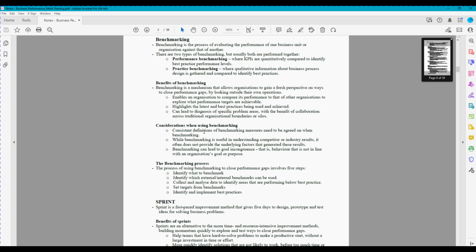Next is setting targets. So now that we know what the best in class is, let's set that as a target. So let's set 40% wages as our target. And then the final step is to identify and implement those practices to get to that point.